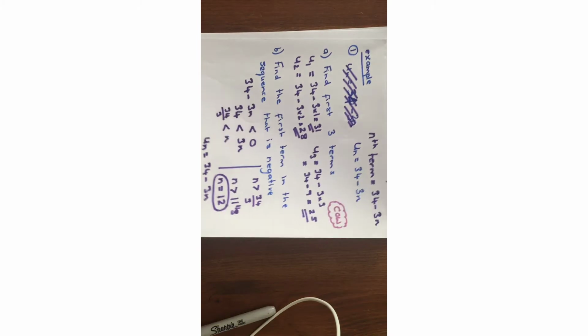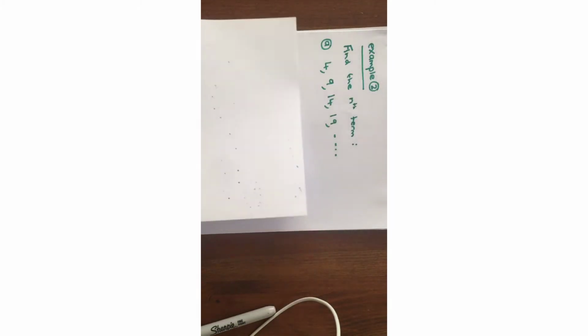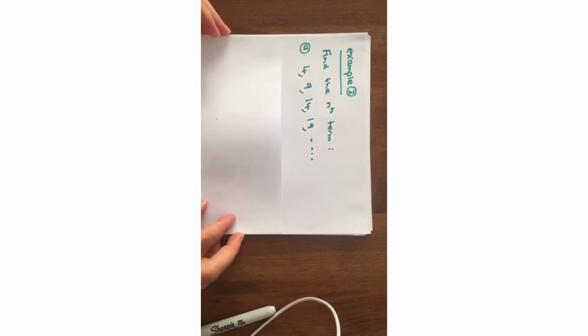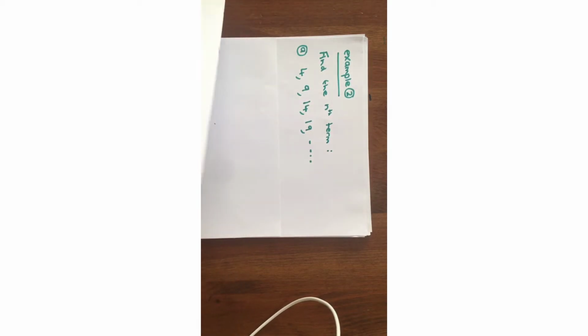Okay, so let's look at another example of arithmetic sequences. Right, so here, example 2, you have a sequence and we want to find the nth term. Right, before we do that, I want to show you a proof of a formula for the nth term of an arithmetic sequence. And once I've gone through this, I want you to pause and write this into your books.